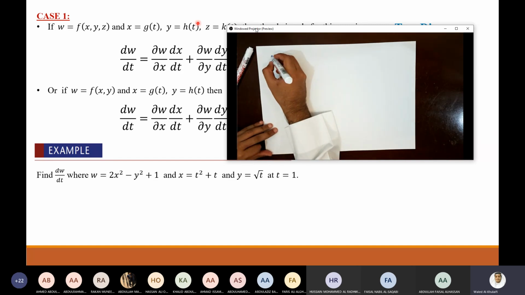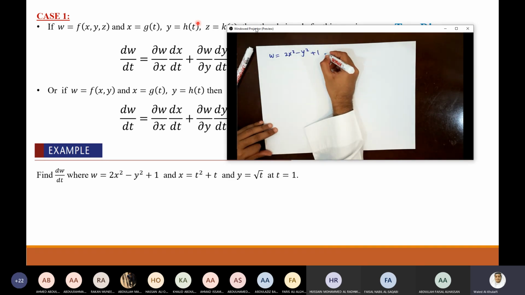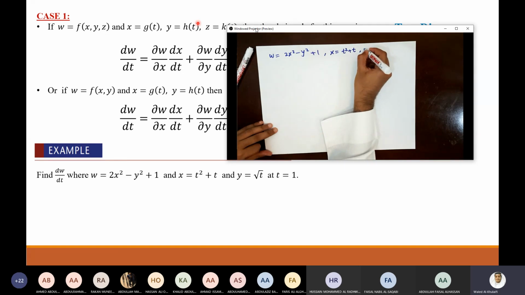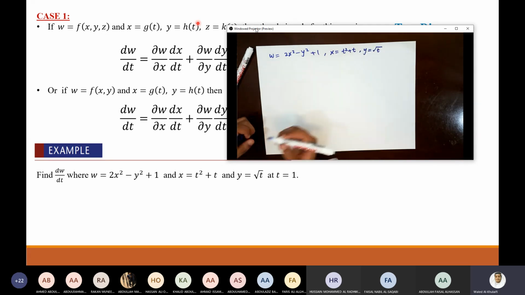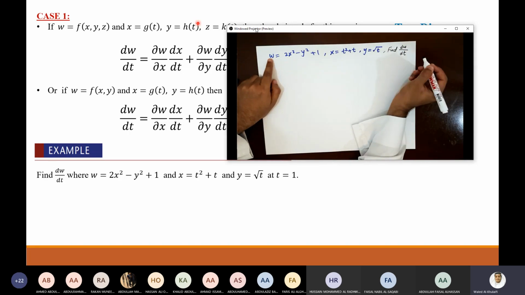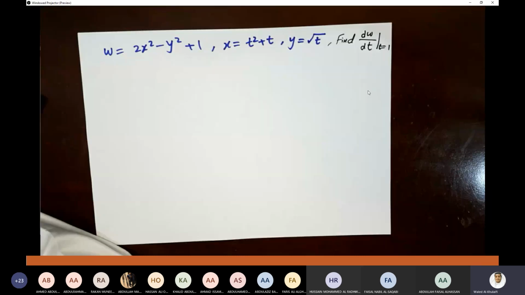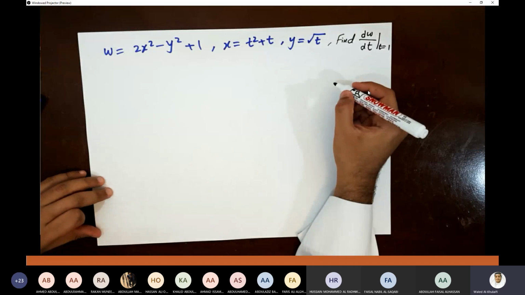So we have w equals 2x squared minus y squared plus 1, and x equals t squared plus t, y equals square root of t. Let's draw the tree diagram. Now we have w, because he said find dw by dt at t equals 1. Let me make this figure. Yes, we can see here.